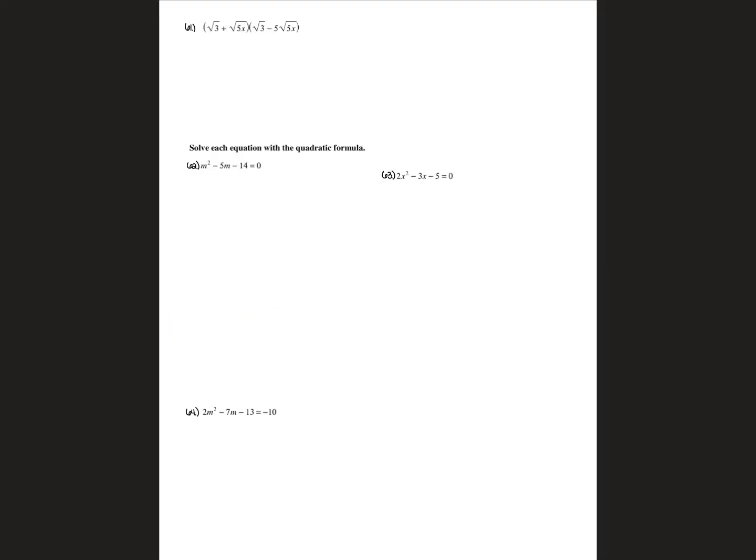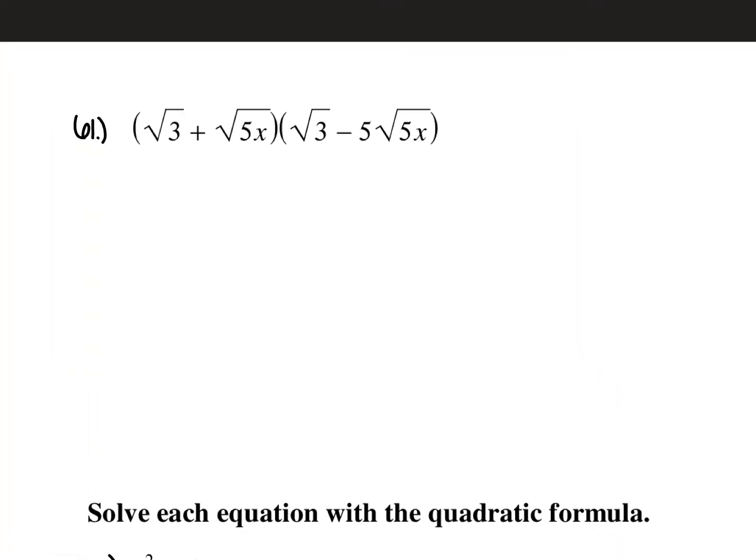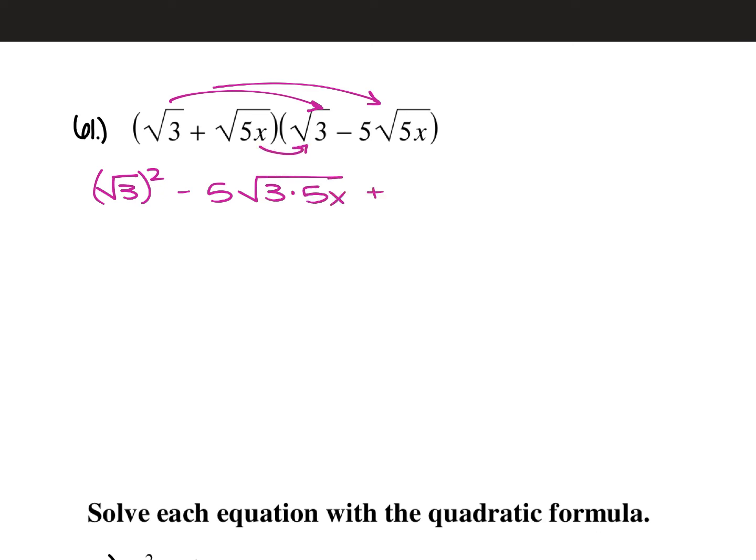So if you look at number 61, just to close out this section, you have the square root of 3 plus the square root of 5x times the square root of 3 minus 5 square root of 5x. If we FOIL this, this gives us the square root of 3 squared minus 5 square root 3 times 5x plus the square root of 3 times 5x minus 5 square root 5x squared.